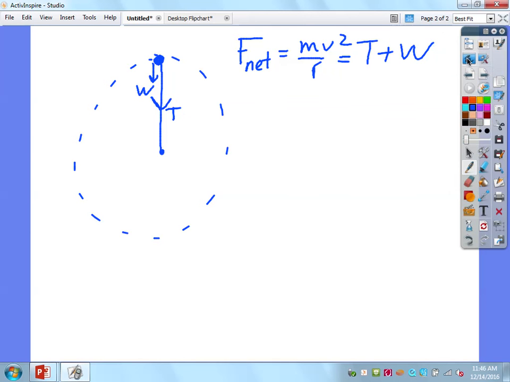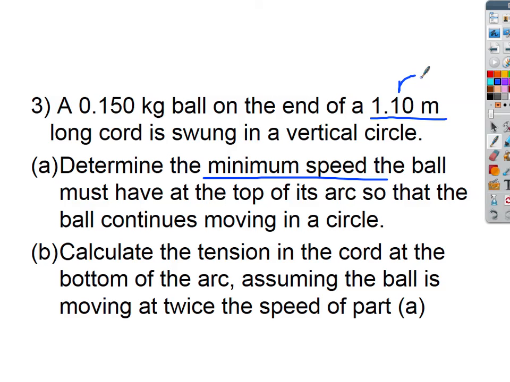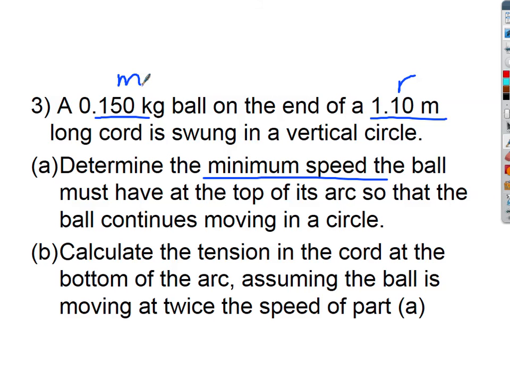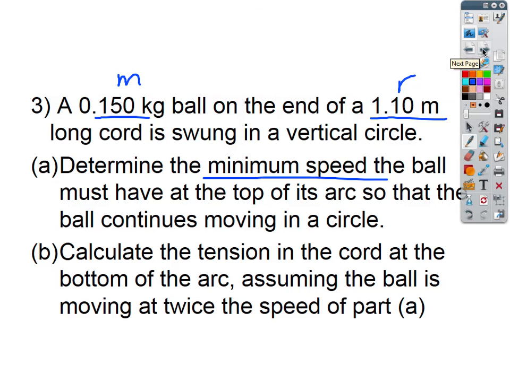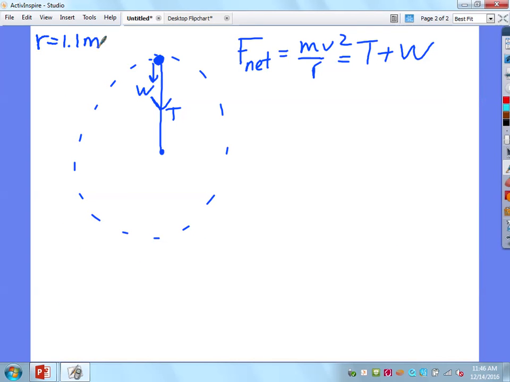All right, let me go back and see what we're given again. We're given mass and radius. This would be the radius, and obviously we have the mass here. And I'll explain why I don't use a different formula. I'm going to use this formula. So radius was 1.1 meters, and the mass was 0.15 kilograms.